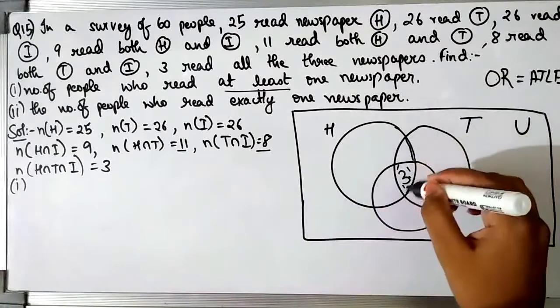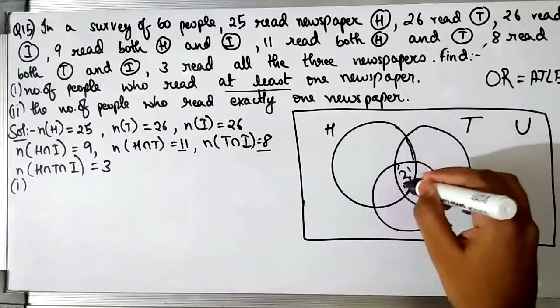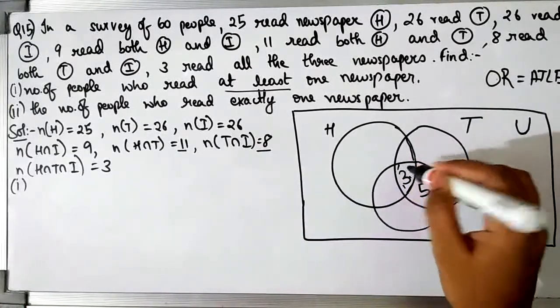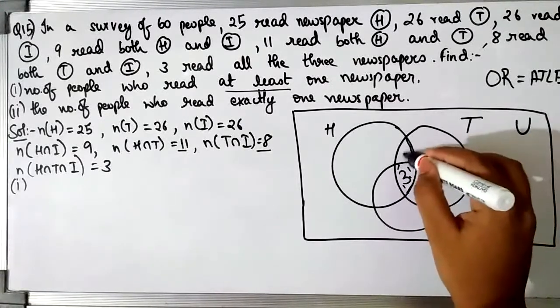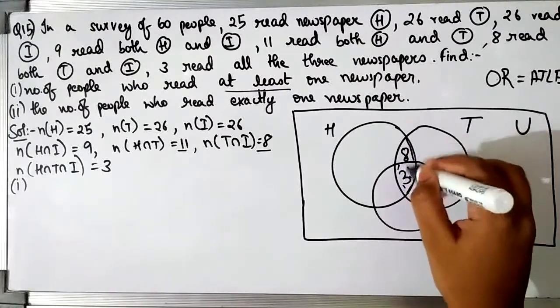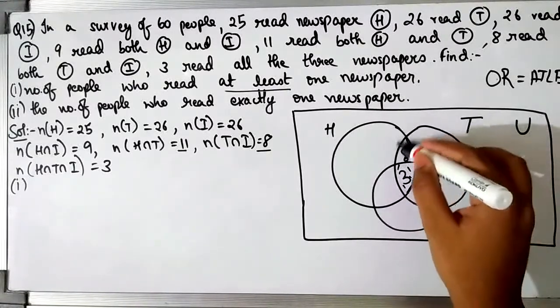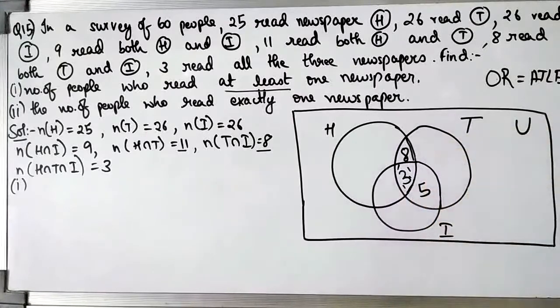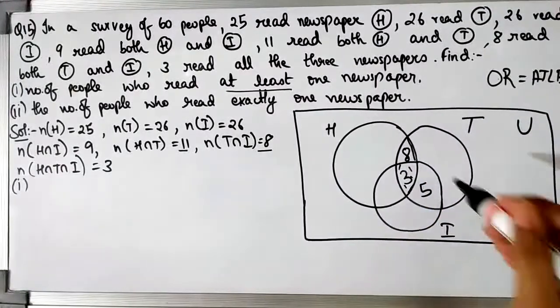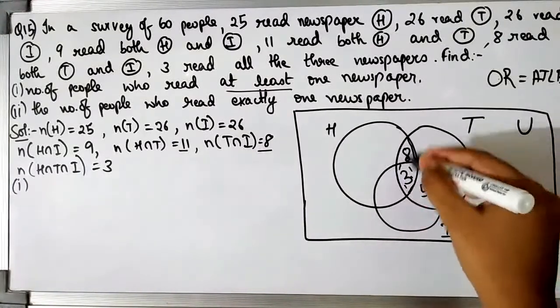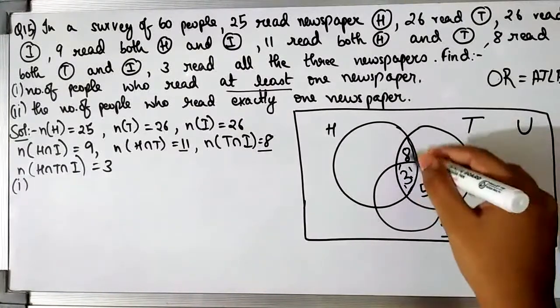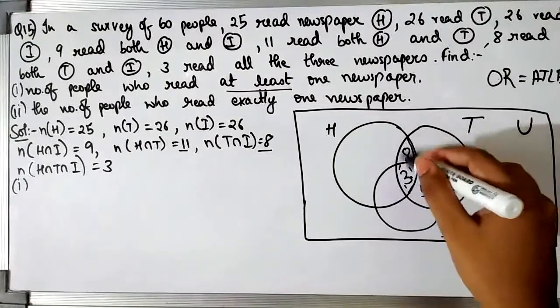Now in this H intersection T you can see that already 3 elements we have marked. That is, this region consists of 3 elements. So the leftover part will consist of 8 elements, because together 8 and 3 will make up 11. So together H and T intersection makes up 11 elements. So the H intersection T consists of 11 elements. 8 plus 3, that is 11. This part consists of 11 elements.